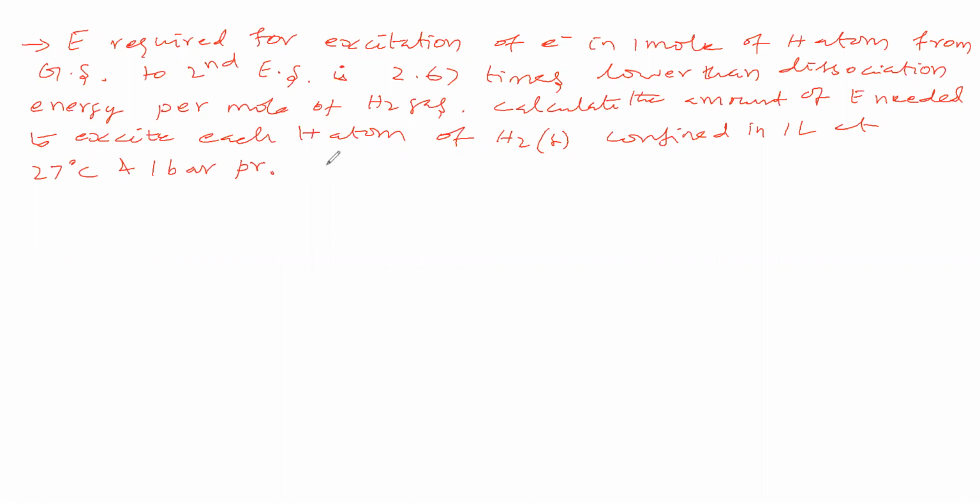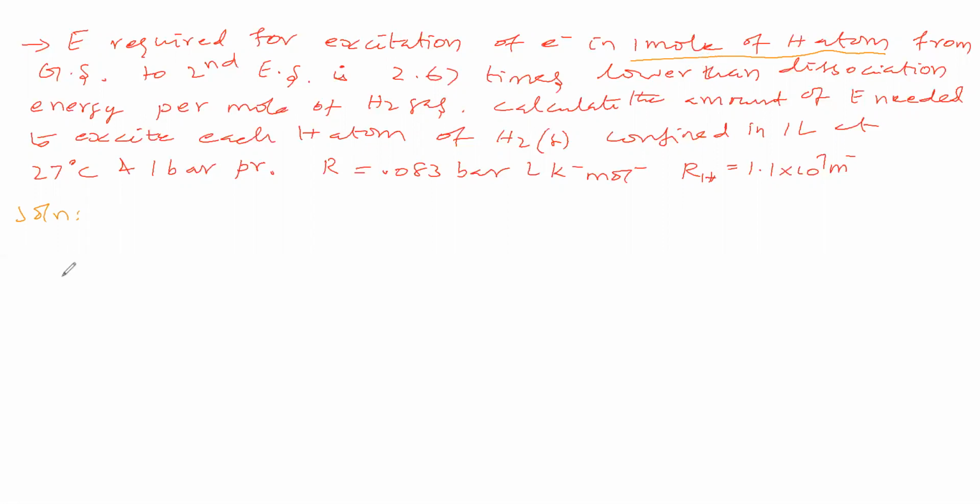Okay, R value is given, universal gas constant 0.083 bar liter per Kelvin per mole. RH, the Rydberg constant, is given, that is equal to 1.1 into 10 to the power of 7 per meter. Now how to find this, we will see here. Energy required for excitation of electron in 1 mole of hydrogen atoms from ground state to second excited state. They are asking for 1 mole of hydrogen atoms.